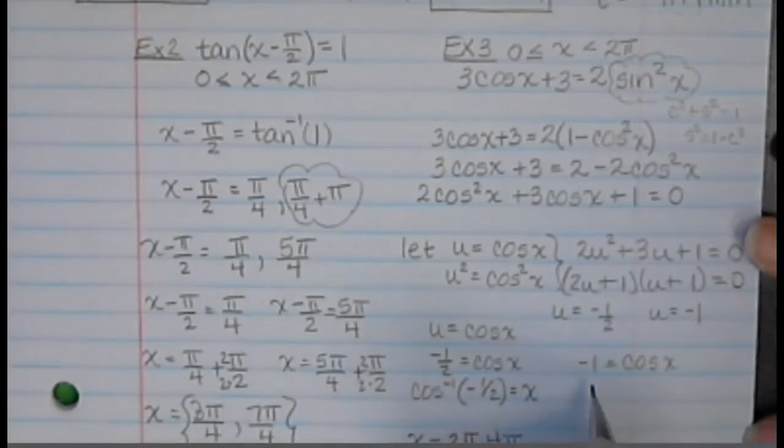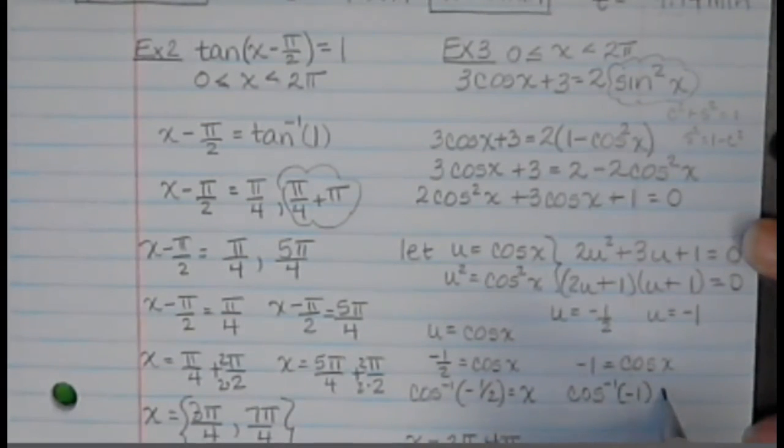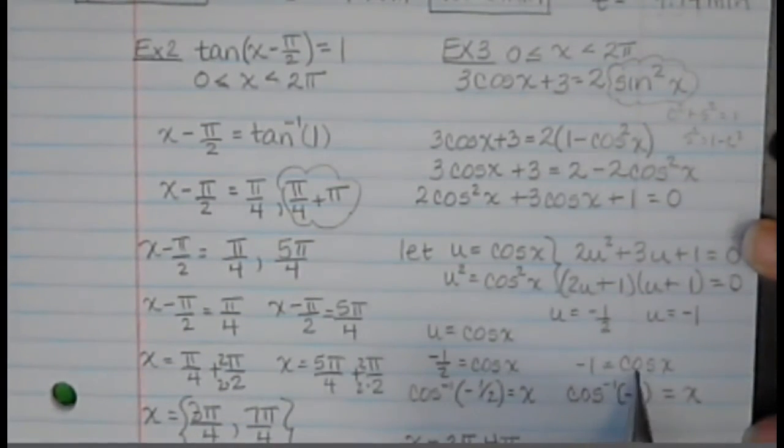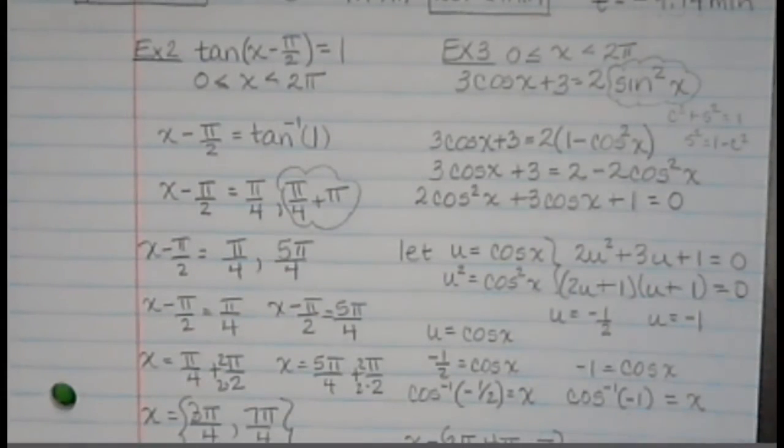Let's do the same thing over here. We've got to find the inverse cosine of negative 1, and that will give us x. Or cosine of what angle is equal to negative 1? That would be pi. And we only get one answer from that. And we have found all the solutions for x.